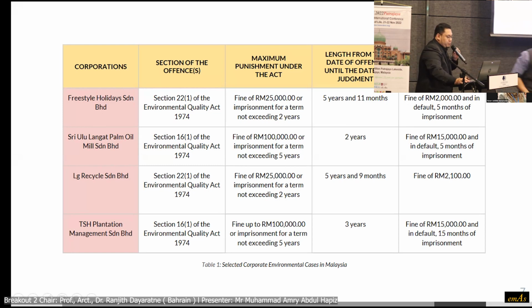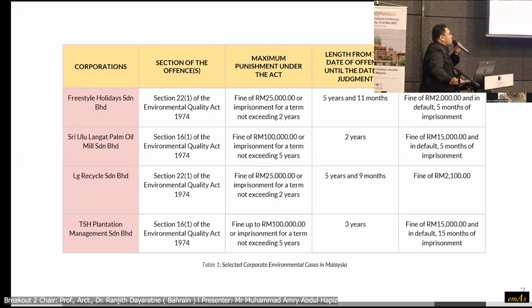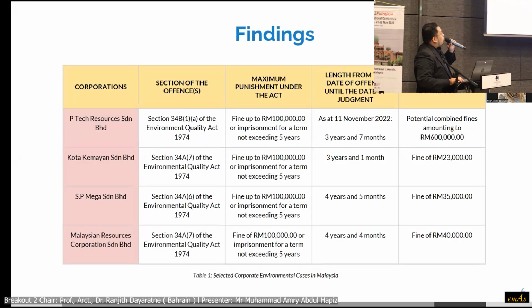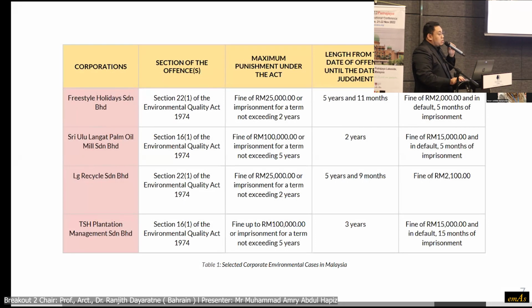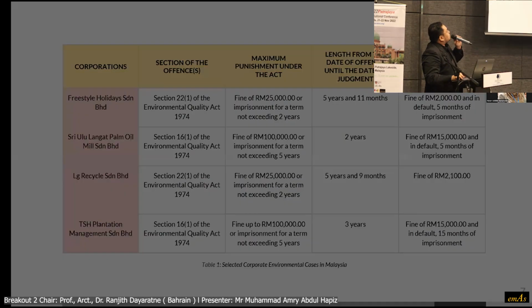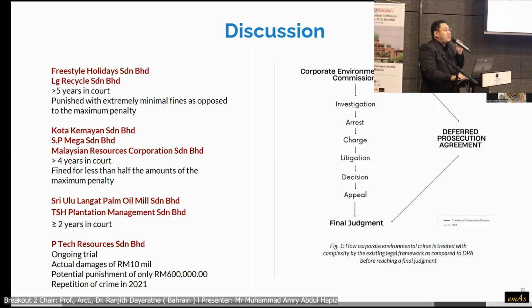Oh, thank you. Okay. All right, so I can highlight to you columns number 4 and number 5. You see here the maximum length from the date of offense until the date of judgment, meaning the period a case spends in court, is 5 years, 3 years, 4 years. So I've taken the duty to summarize it for you so that you can understand better.